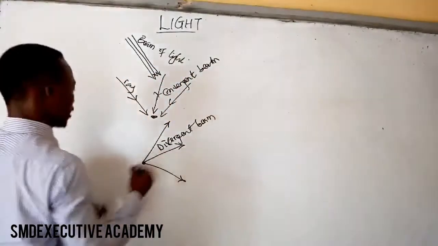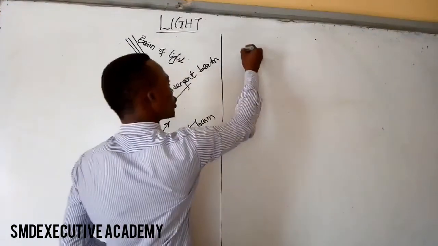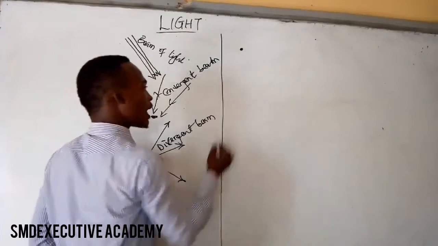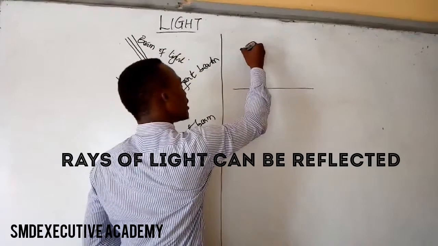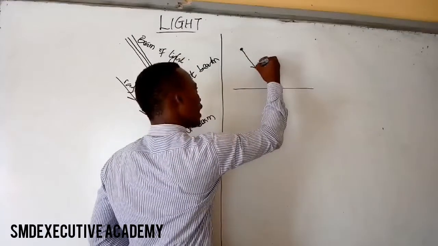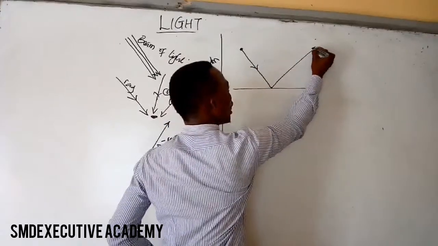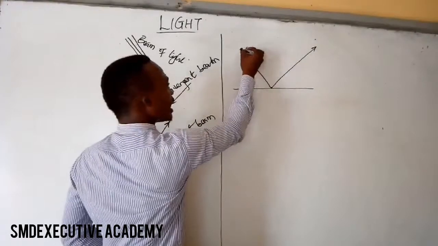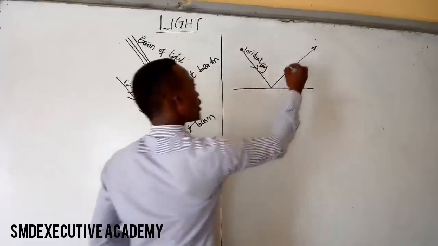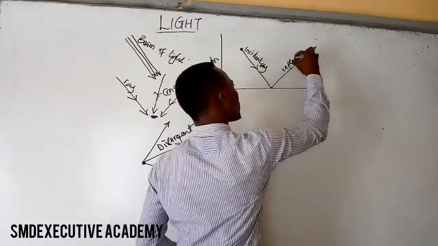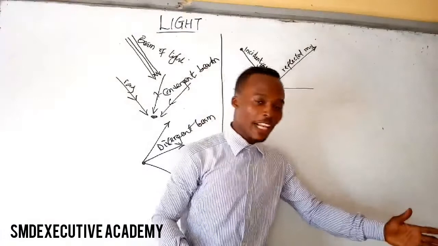Now, let's talk about this. This ray of light we're talking about is produced at a spot this way, and we have a smooth surface. A ray of light can be reflected at a boundary. That's a boundary. This is the ray of light. On striking here, it can reflect out at the same angle. This is what we call the incident ray. Then we call this the reflected ray. So light at a boundary can be reflected.